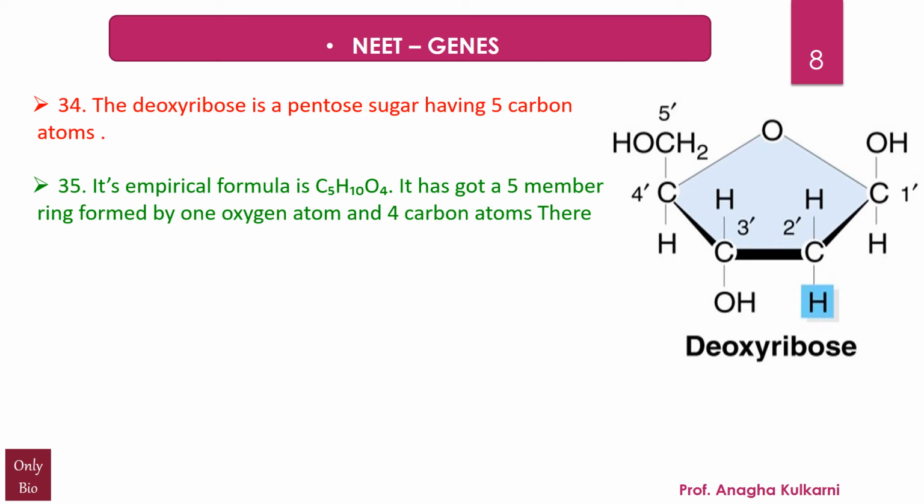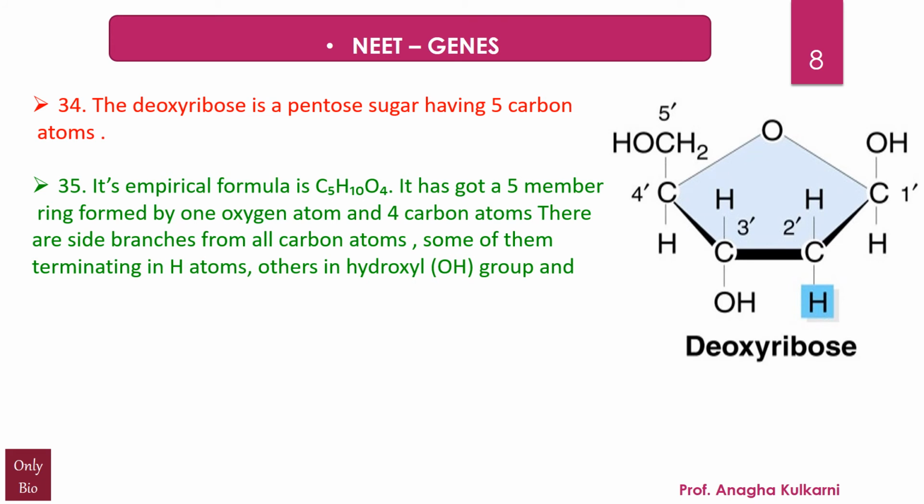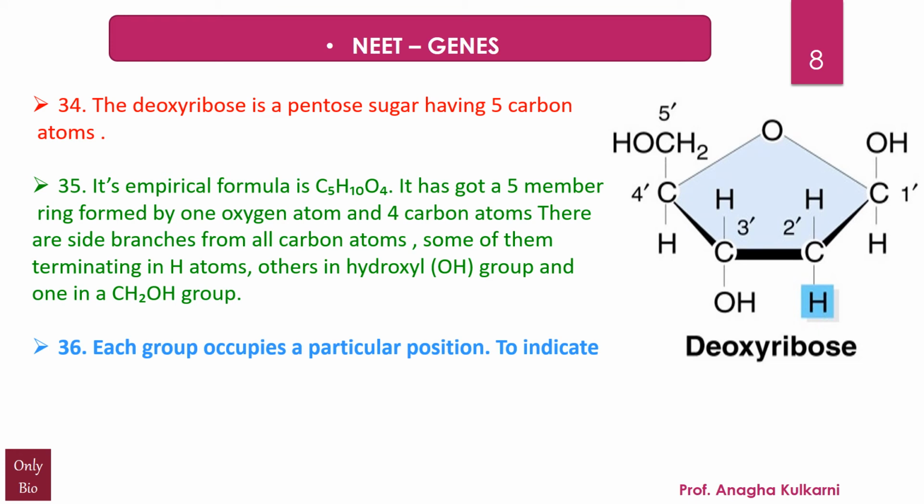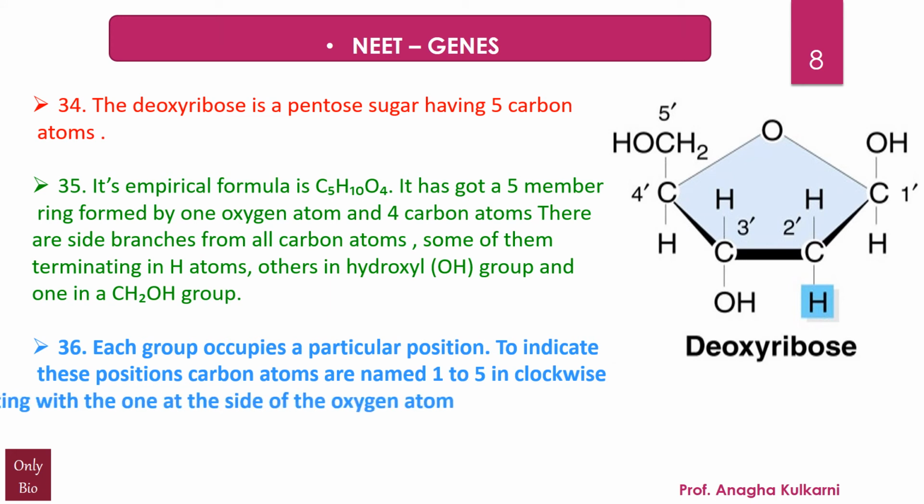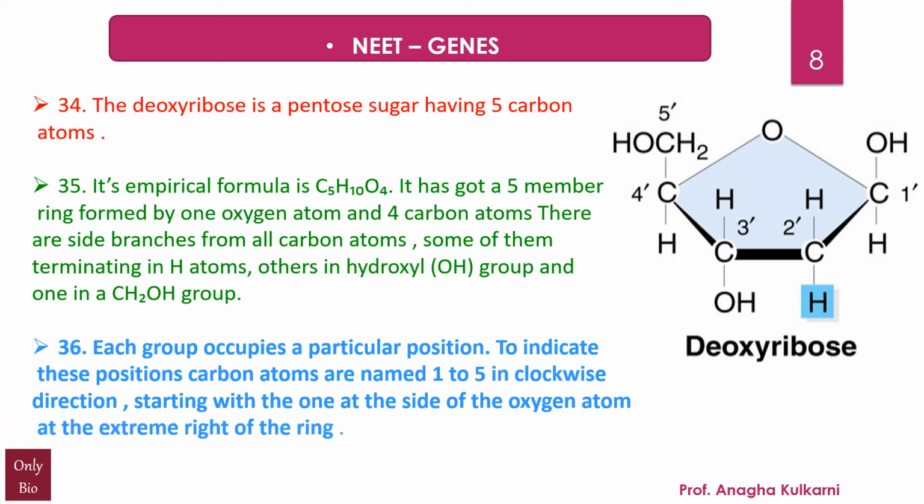You can look on the screen to see how exactly the deoxyribose molecule is assembled. There are side branches from all carbon atoms, some of them terminating in hydrogen atoms, others in hydroxyl groups, and one in a CH2OH group. You can see it on the screen very clearly. Next, each group occupies a particular position. To indicate these positions, the carbon atoms are named 1 to 5 in clockwise direction, starting with the one at the side of the oxygen atom at the extreme right of the ring.